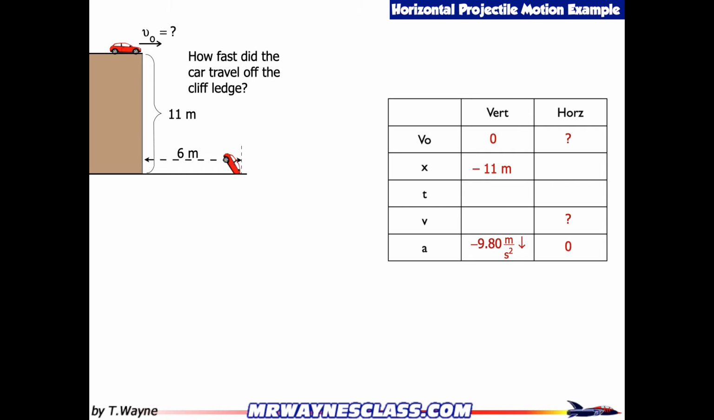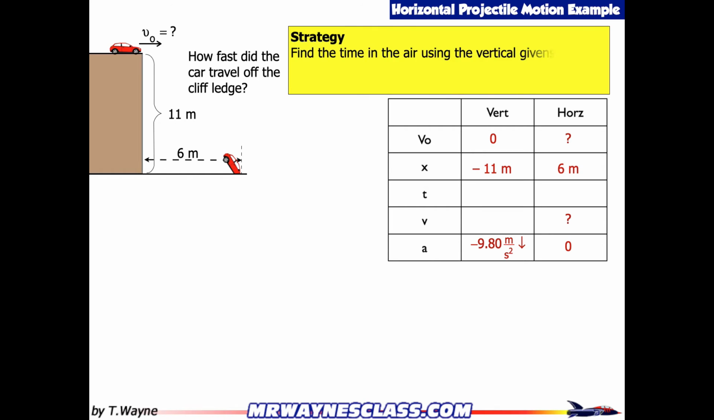And when it lands, it's going to land 6 meters away from the edge of the cliff, and that's called the range, or that horizontal distance away. Now I need a strategy to figure out what the horizontal velocity is going to be. Well, I know time can be used in both columns, so I'm going to find the time. In fact, I'm going to start by finding the time using the vertical givens, and then I'm going to use that time with the horizontal givens to calculate the horizontal velocity.